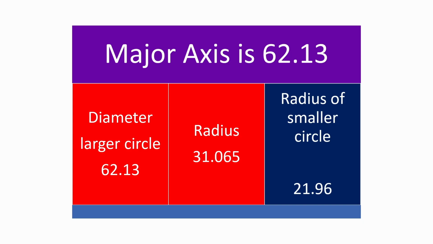Okay, so let's get into this. Major axis is 62.13. The diameter of the larger circle is 62.13. That should be now obvious to everyone why that is, because the diameter of the larger circle is the major axis of the ellipse. Same thing. The radius of that circle is 31.06. The radius of the smaller circle is 21.96.